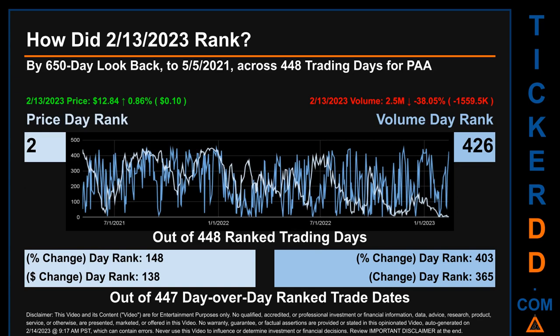The price's day over day percentage change, jumping 0.86% on February 13, 2023, had a day rank of 148 while its dollar difference of 10 cents had a rank of 138 when compared day over day across 447 trading days. Volume's percentage change and difference were ranked respectively at 403 and 365.